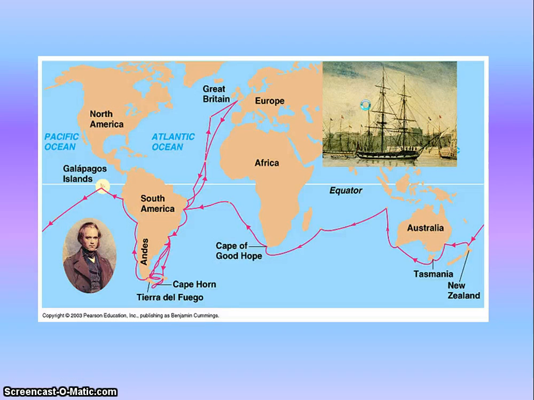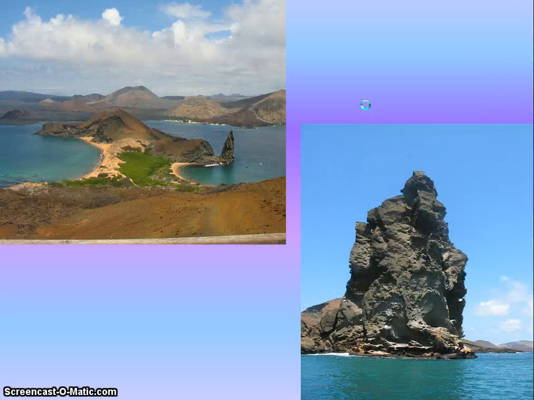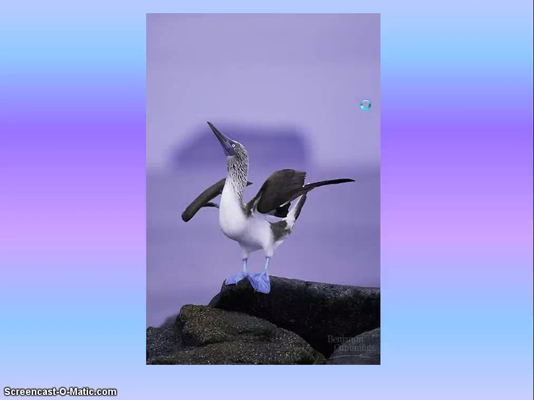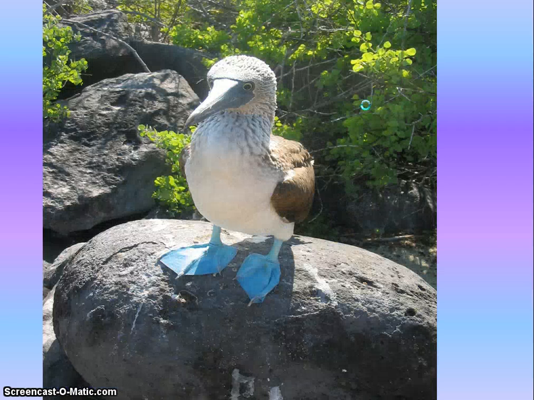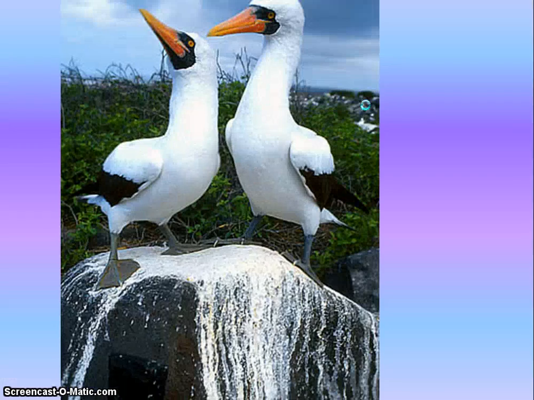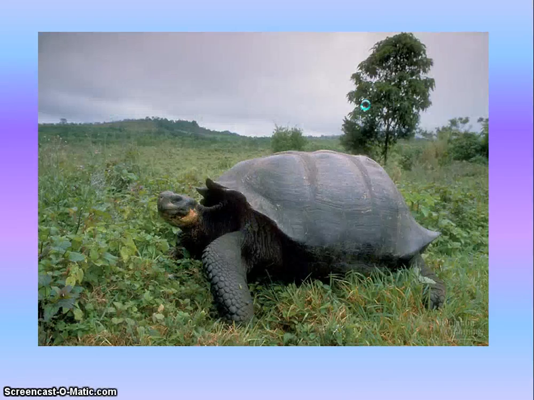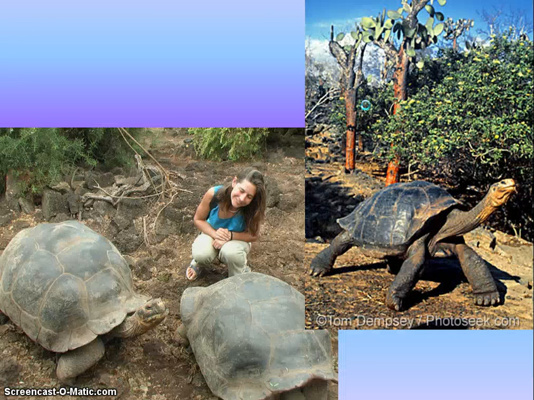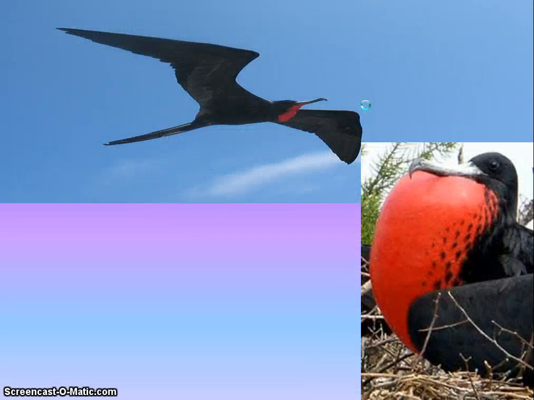Again, this is just showing you Darwin's voyage, and some more pictures of the Galapagos Islands. This is a blue-footed booby that lives on the Galapagos Islands. This is the giant land tortoise, showing you how large they are. This is a frigate bird.